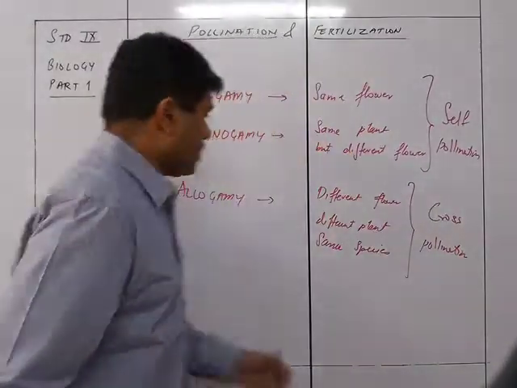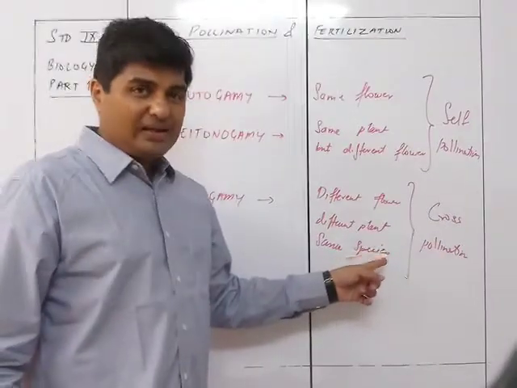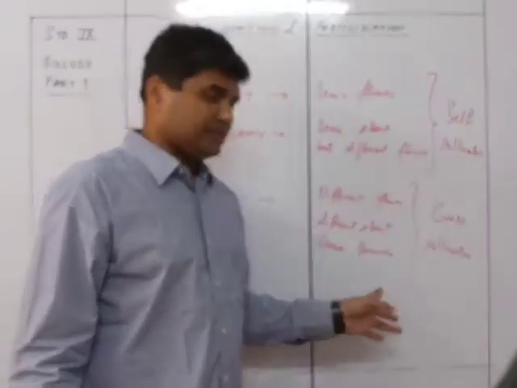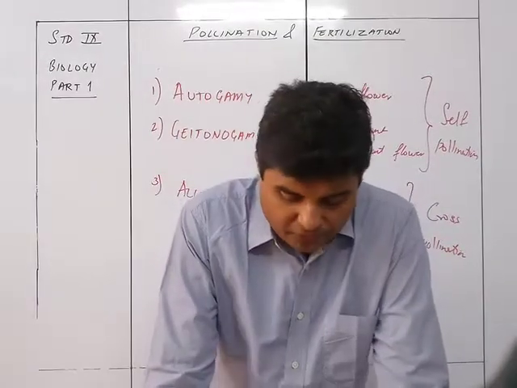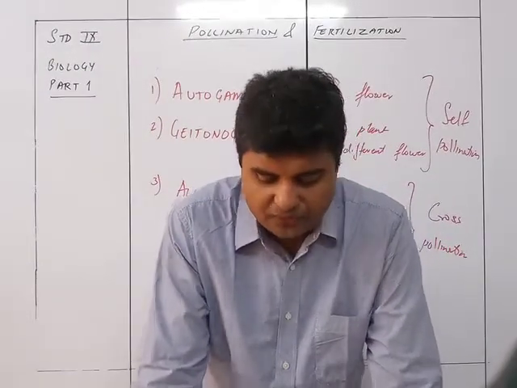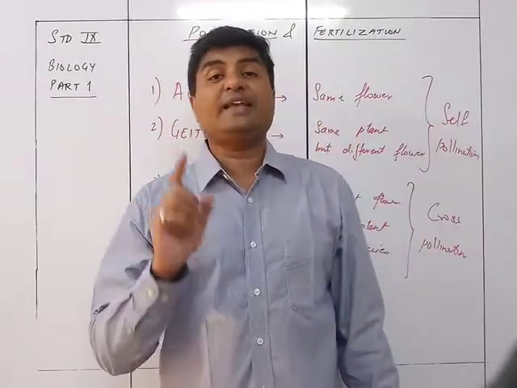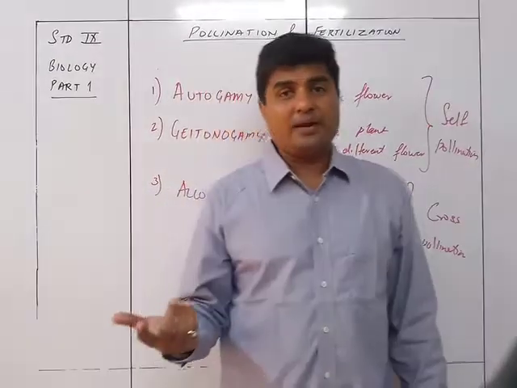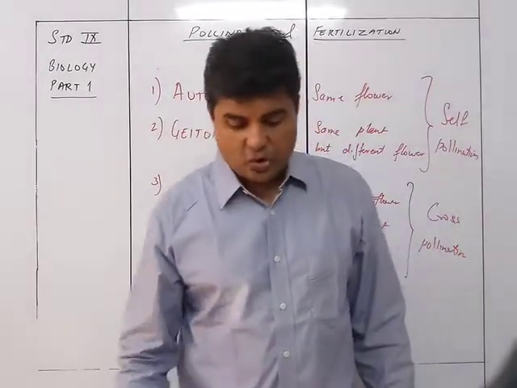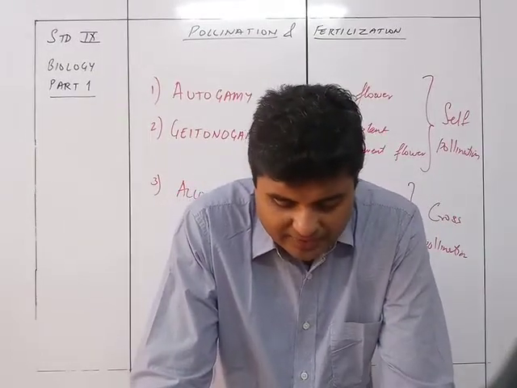Next we see is cross-pollination. As I said, cross-pollination will be between different flowers of different plants, but they are of the same species. So cross-pollination is the transfer of pollen from the anther of a flower of one plant to the stigma of the flower of another plant, but of the same species. This too has advantages and disadvantages.